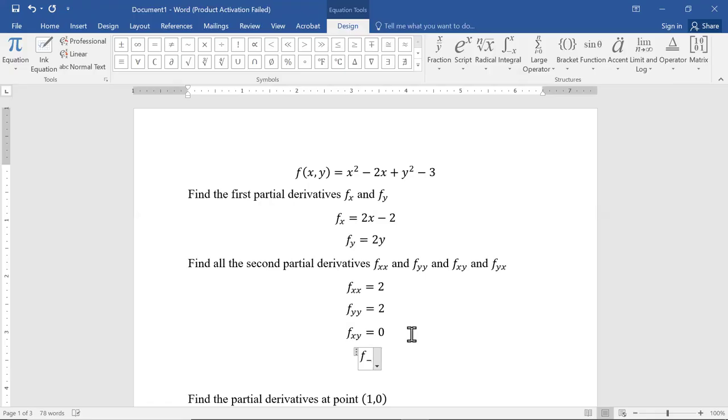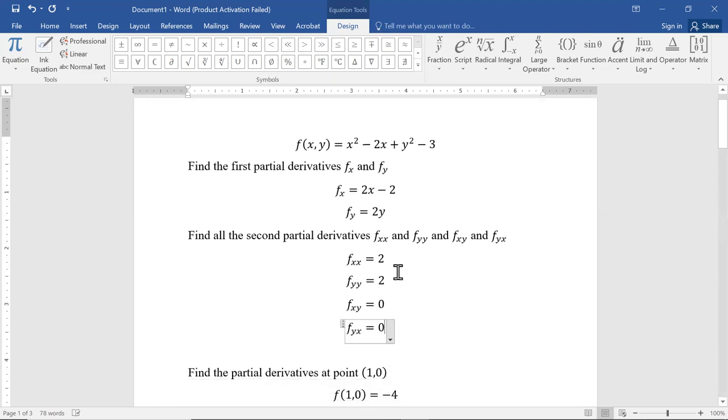F sub yx, well, I take a derivative with respect to y. I've already done that. I got 2y. A derivative of 2y with respect to x is 0. So I'd get 0. Now, in this case, all of these are constants.